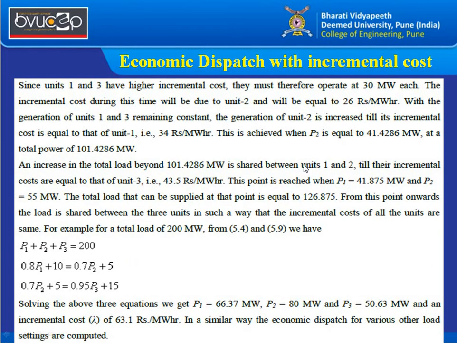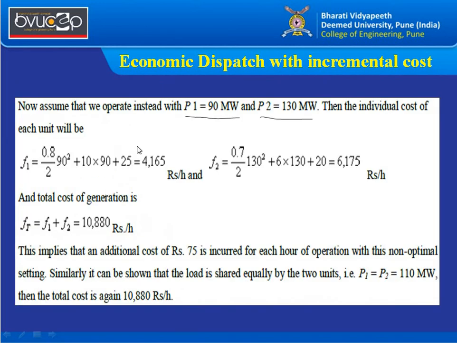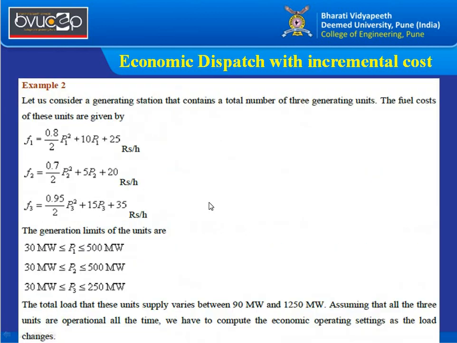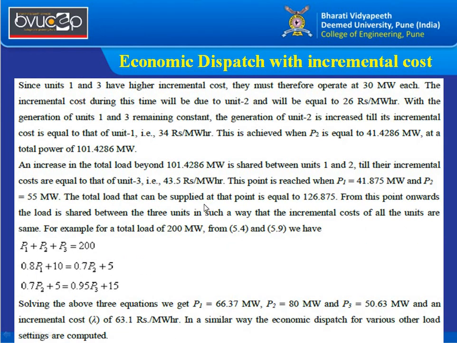So this is achieved when P2 is equal to 41.4286 megawatt at the total power of 101.4286. Now how to calculate this P2? We can calculate it from the previous example as we have seen. So that we can consider and do the calculation.